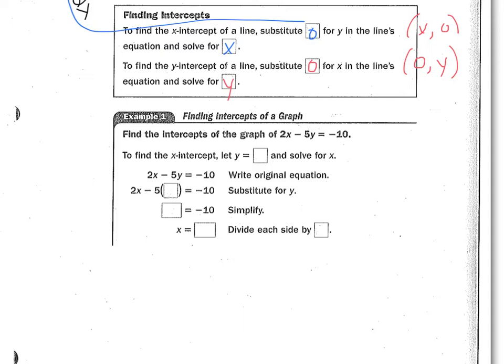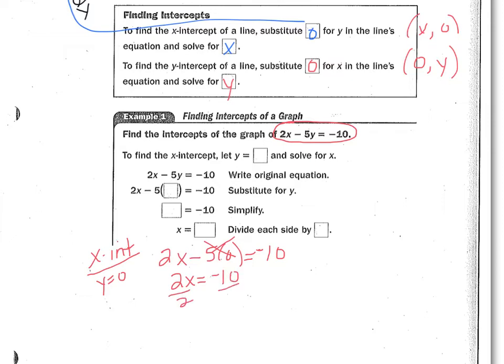So this problem says, find the intercepts of the graph 2x minus 5y equals -10. Okay, so if we're going to find the x-intercept, we know on the x-intercept y has to be equal to 0. So we're going to plug in 0 for y. So we write 2 times x minus 5 times 0 equals -10. And solve. Well, 5 times 0, those cancel out. So you're left with 2x equals -10. Divide both sides by 2. X is going to equal -5.